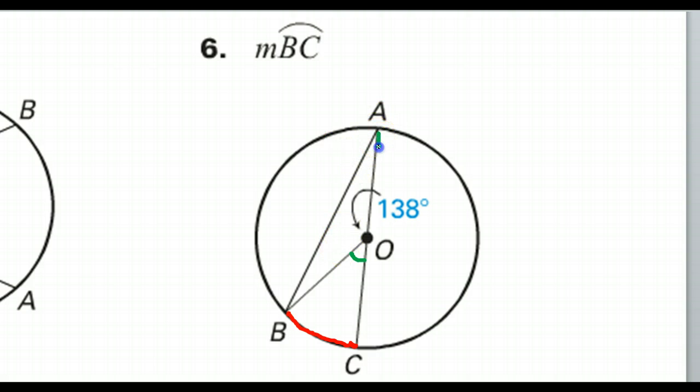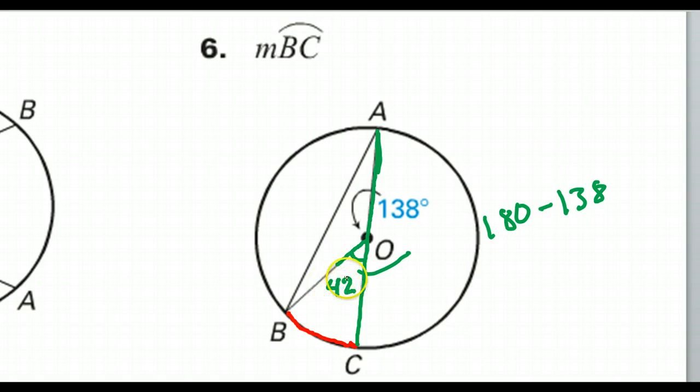Well, let's use the fact that, wow, I'm trying to draw a straight line with this digital pen. It's a little tricky. That green line is a diameter. It's a straight line. That means the two angles that form it should make 180 degrees. So I can find this angle right here. It should be whatever I get by doing 180 minus the 138. So I'm just going to subtract. Okay, so that is 42 degrees.